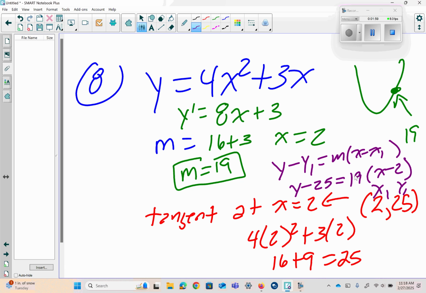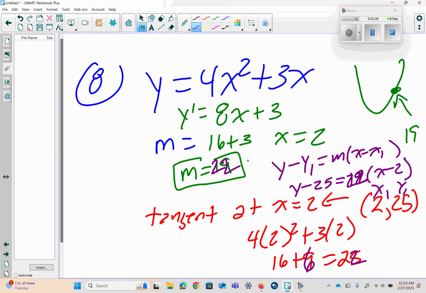So I'll give you a sec to get that copied down if you needed to. What's that? Oh, it's 16 plus 6. So that should be 22. Yes, thank you. That should have been 22. Sorry about that.